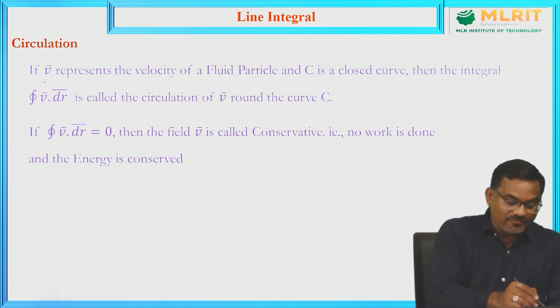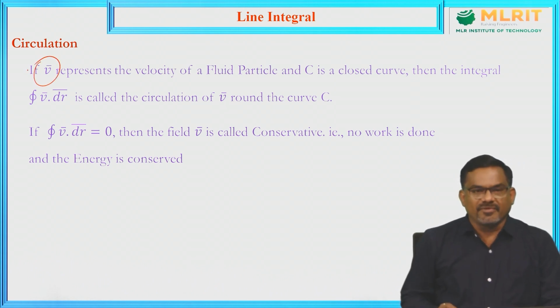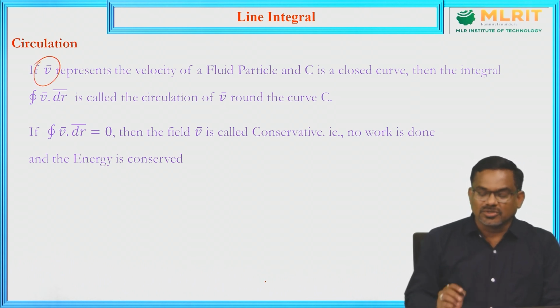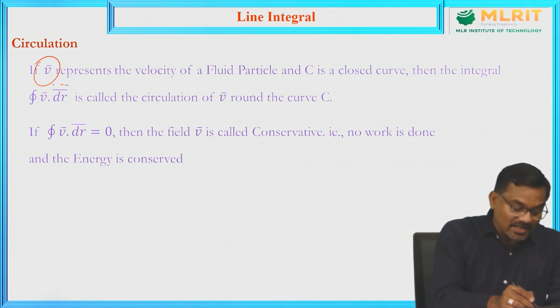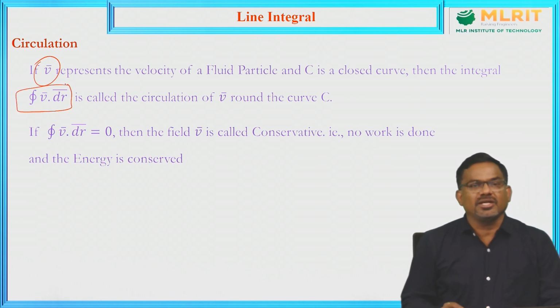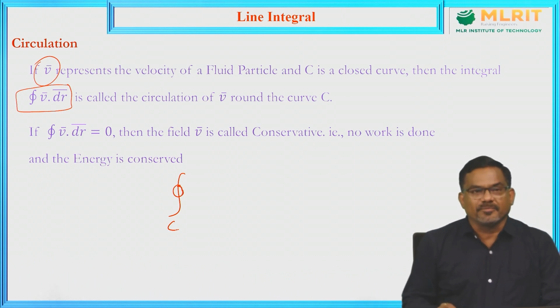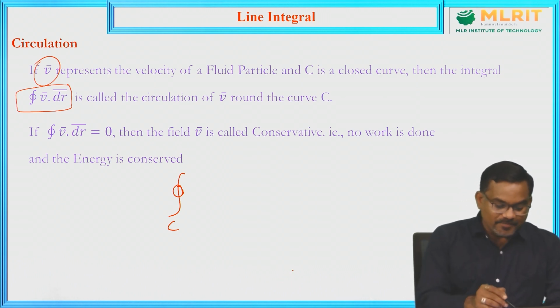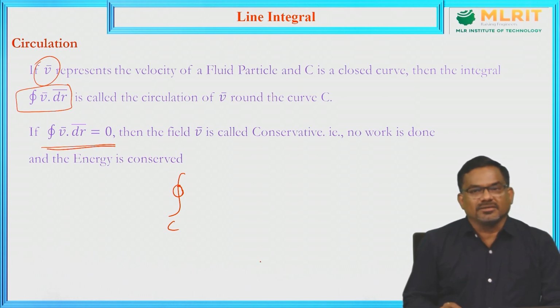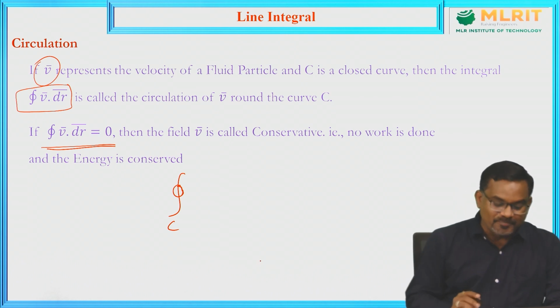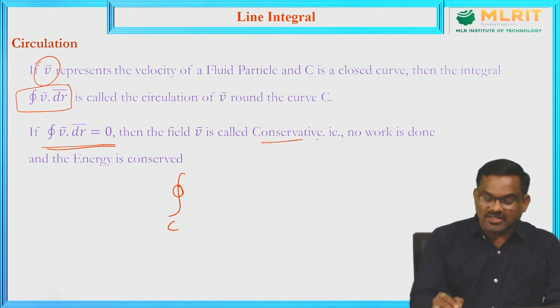For example, if v bar represents the velocity of a fluid particle and C is the closed curve, then the integral of v bar dot dr bar is called the circulation of v bar. So we denote the circulation using this line integral with a closed curve here. This indicates that C is a closed curve and v bar dot dr bar is the circulation of v bar. If the line integral of v bar dot dr bar is 0, then the field v bar is called conservative.